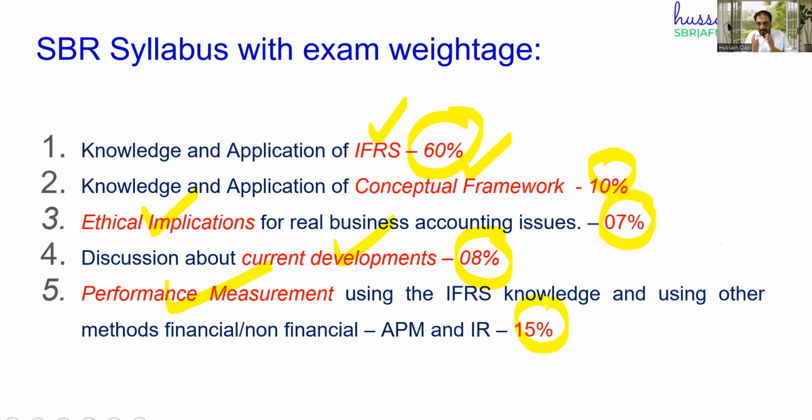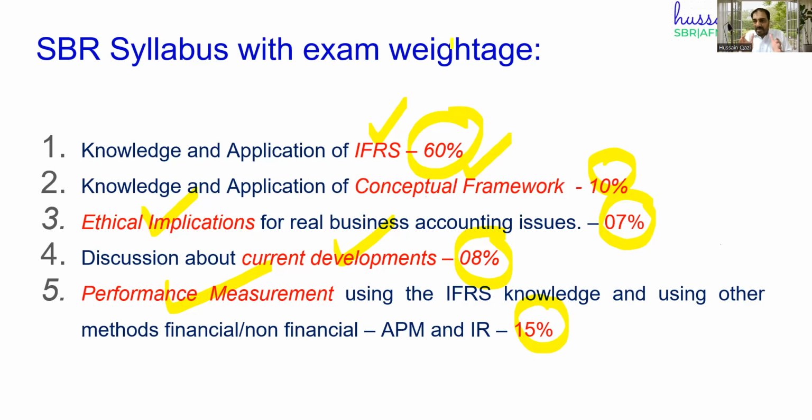So number one, for example, from now, today it's 18th March, and till 8th of June 23, that's your exam date. For example, you have decided to spare 100 hours of your studies. So very important, you have to develop the schedule. You have to split your 100 hours with this weightage. I have to spend 60 to 65% of time on IFRS preparation and practice, 10% on the conceptual framework, 7% on ethical implication, 8% on current development, and 12 to 15% on performance measurement.